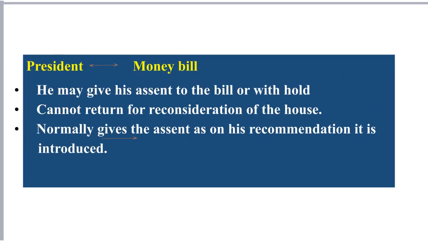Now we know that after both houses of the parliament approve a bill, it goes to the President for assent. Coming to the President's power regarding the money bill, he may give his assent to the bill or he may even withhold it.